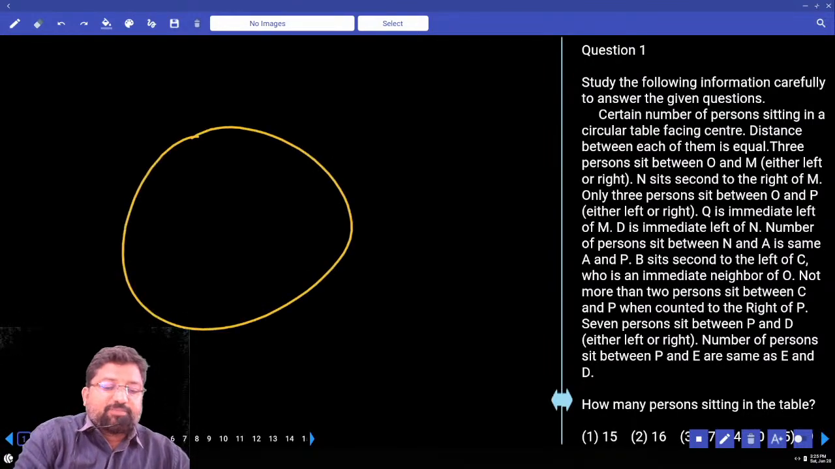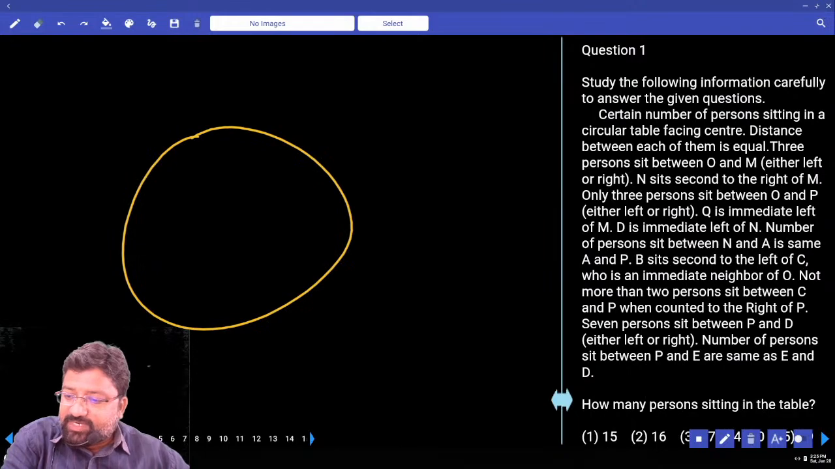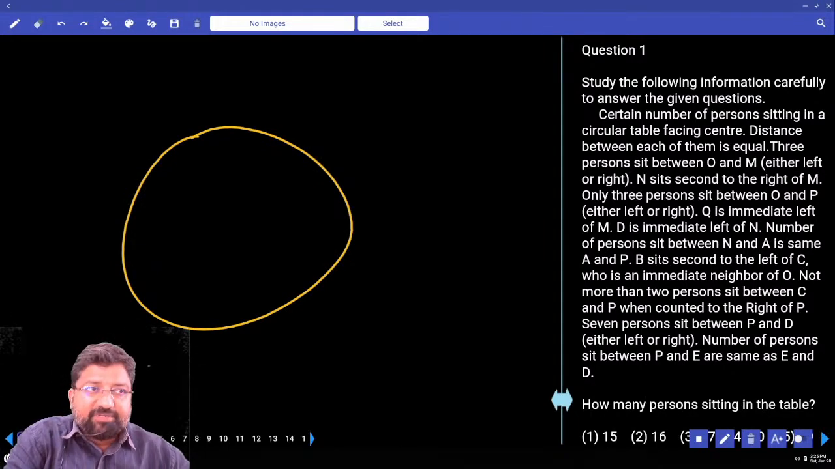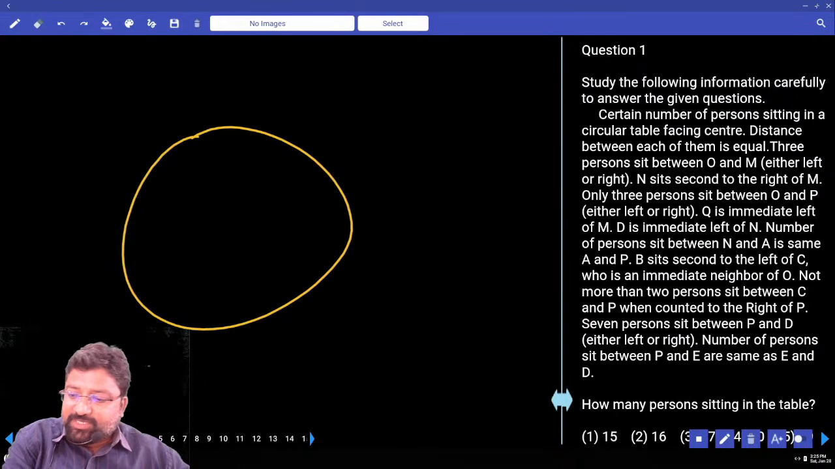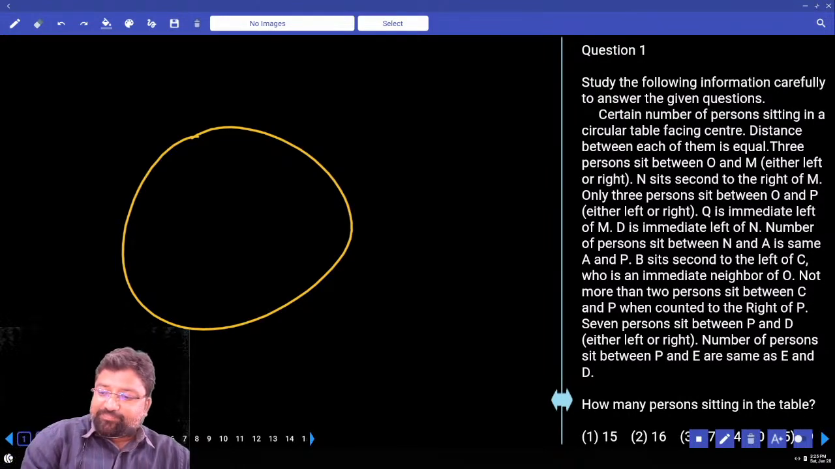So I'll draw the circle. I'm not sure of the number. First clue: 3 people sit between O and M. Now this O can be to the right side or left side of M, we're not sure. Next, N sits second to the right of M. This is M, second right is N.